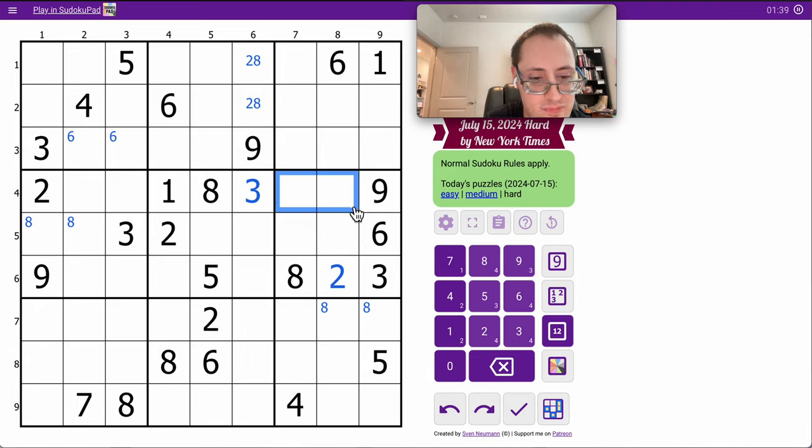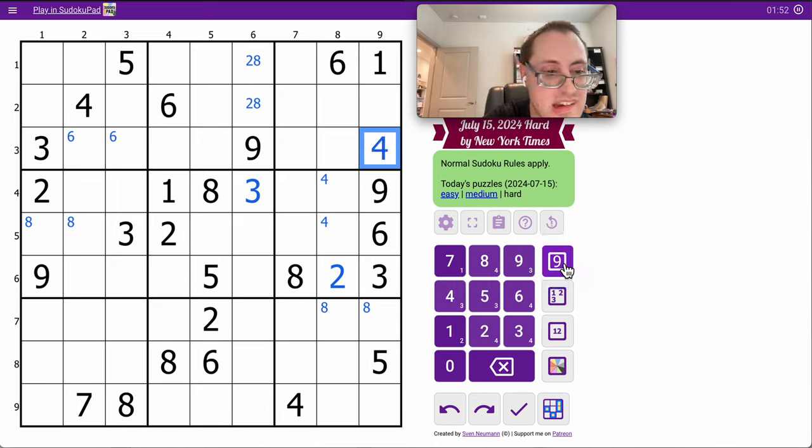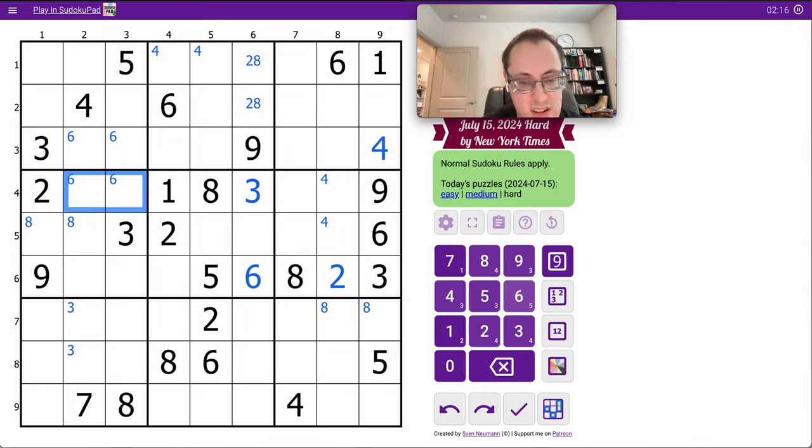4 can't go here, so it must go there. And therefore, it must go here, which is that one. Let's see, 8, 2, 6 is there because it's forced. That puts it in one of these two. On the right-most 3 columns, 4 I already did. 8, oh look, I can do a 6.